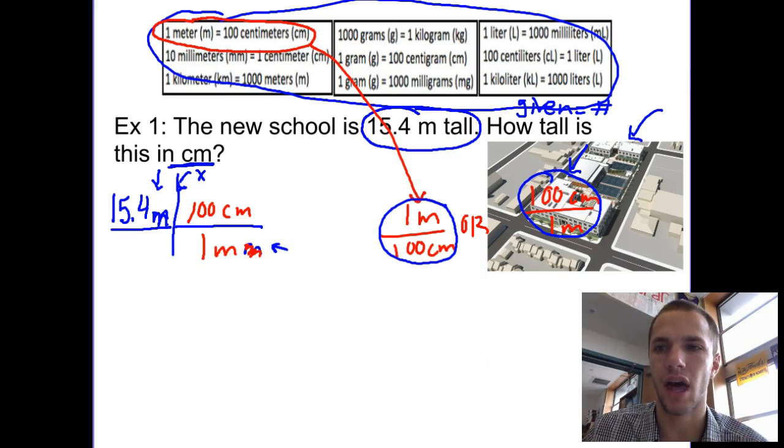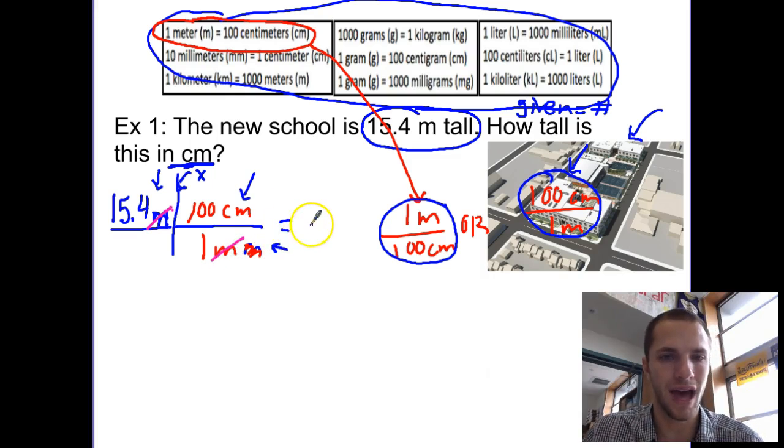Why did I want to do that? Well, now, since I have the same units on the top and the bottom, those units cancel out. Meters cancels with meters. So what I'm left with, if I draw an equal sign, the only units that are left are centimeters, which is what I'm trying to solve for.